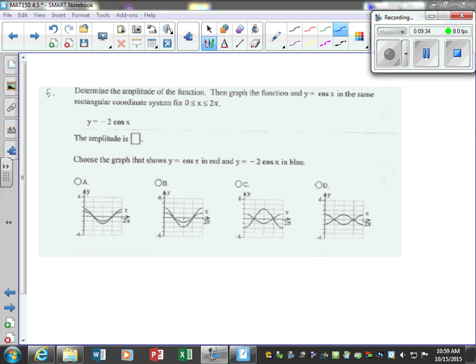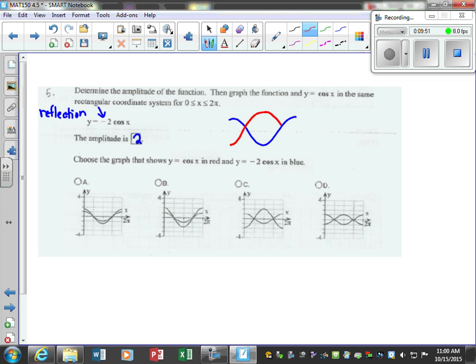Okay, let's do some cosine. Negative 2 cosine of x. So pause it and take a guess. Okay, good. Amplitude of a 2. It has a reflection. So if this is the parent graph, the reflected one, because it's hard to see down there, would be this. And we're looking for the one that has an amplitude of 2. So, good.